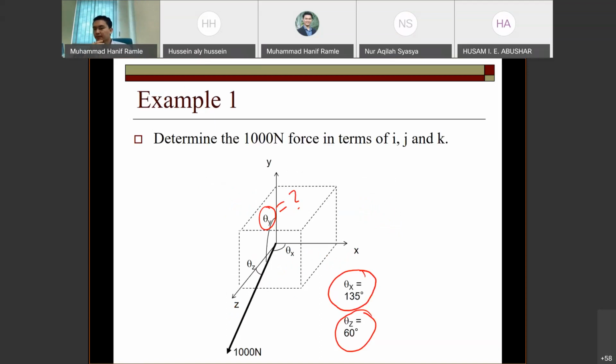Because in the figure, the line passed the 90 degree. Yes, correct. Okay, because the force of 1000 Newton is passing 90 degree angle. I have to remind you, you have to imagine where is the force, where is the location of force. Okay, right. Can you imagine where is the force?